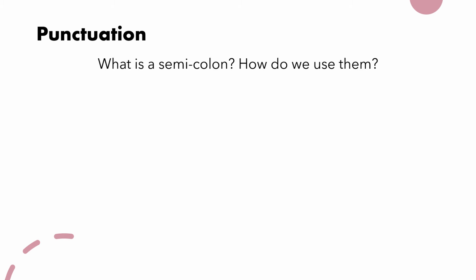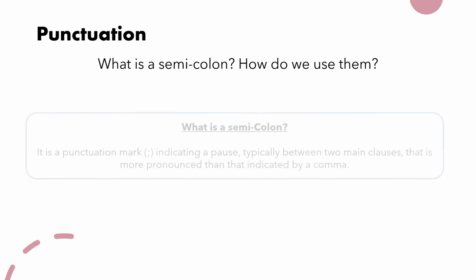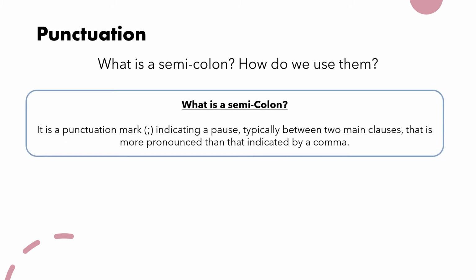So what is a semicolon and how do we use them? A semicolon is a punctuation mark indicating a pause, typically between 2 main clauses, that is more pronounced than that indicated by a comma. When we say 2 main clauses, essentially we mean 2 ideas. So 2 ideas that we're expressing together that will be quite closely linked, and we separate these 2 ideas with the semicolon.